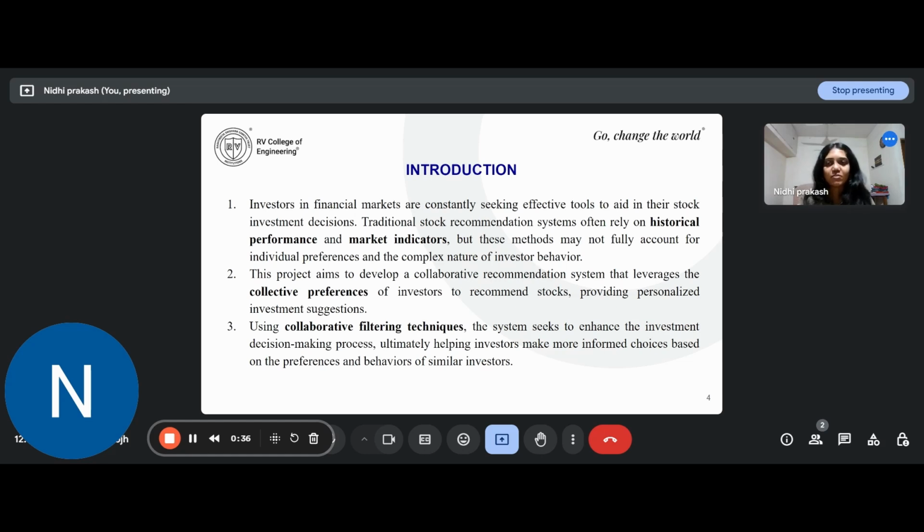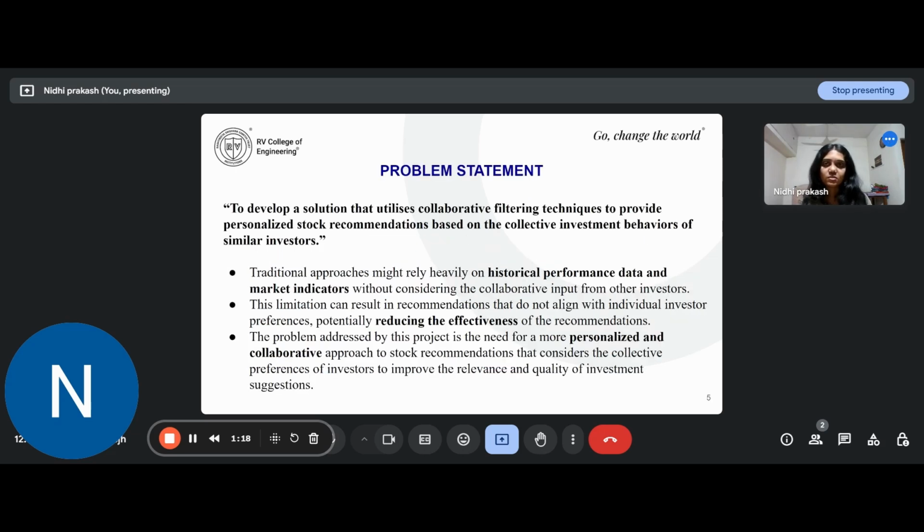and introduction. Investors in financial markets are constantly seeking effective tools to aid in their stock investment decisions. Traditional stock recommendation systems often rely on historical performance and market indicators, but these methods may not fully account for individual preferences and the complex nature of investor behavior. This project aims to develop a collaborative recommendation system that leverages the collective preferences of investors to recommend stocks, providing personalized investment suggestions. Using collaborative filtering techniques, the system seeks to enhance the investment decision making process, ultimately helping investors make more informed choices based on the preferences and behaviors of similar investors.